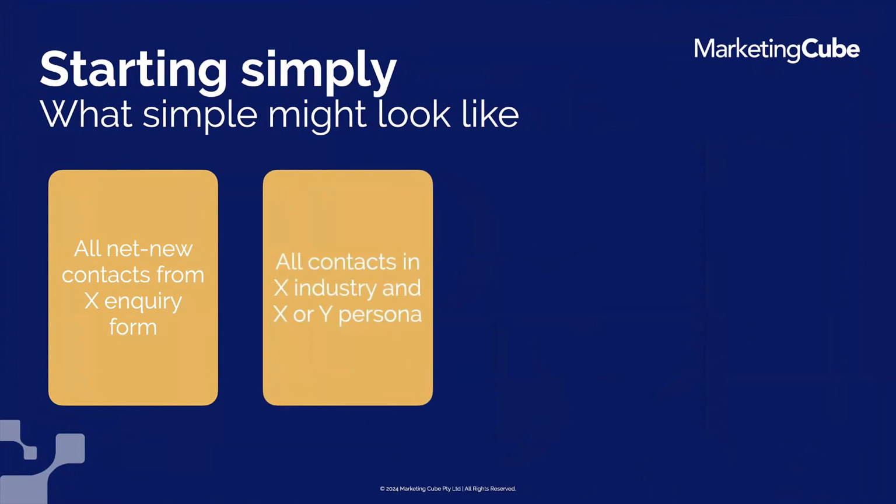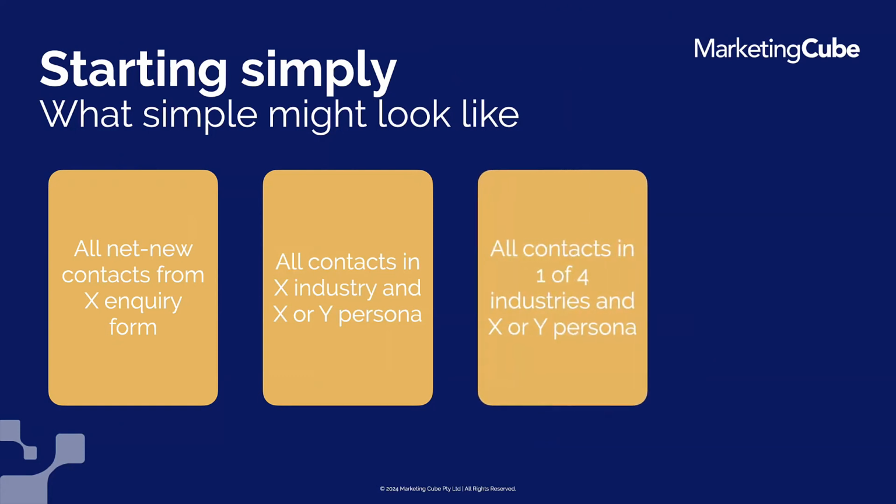Maybe you focus on all people or contacts in a particular industry with a particular persona. They may be of a higher value to your organization, and you think there's a higher chance of them potentially engaging with the content. So maybe that's a good place to start. Another one, maybe you pick all contacts across one of 4 different industries and X or Y. So that's getting a little bit more complex, not too complex, but still reasonably simple in relation to what you're trying to do.